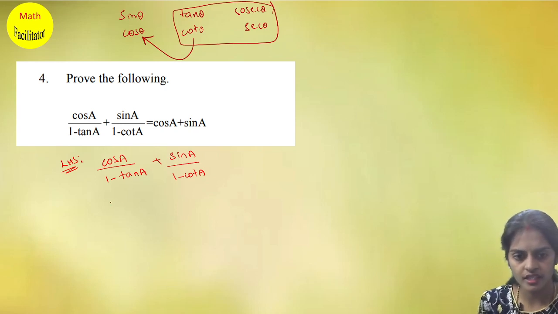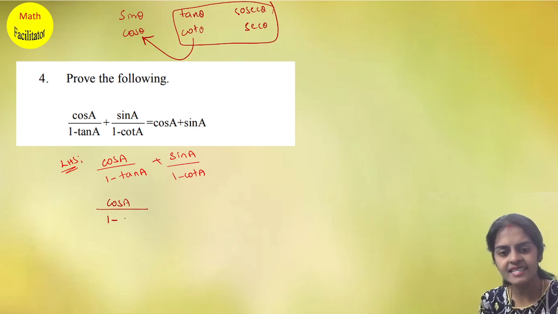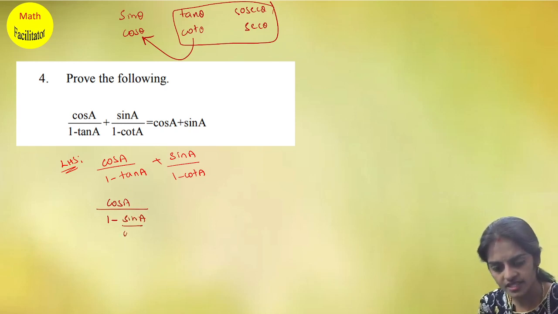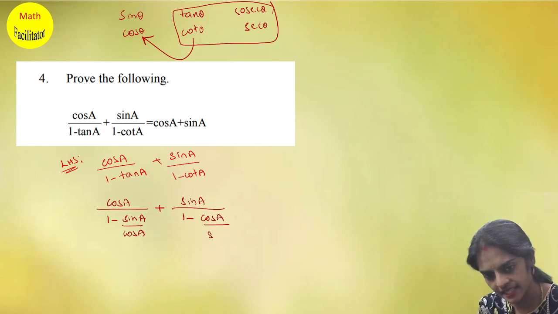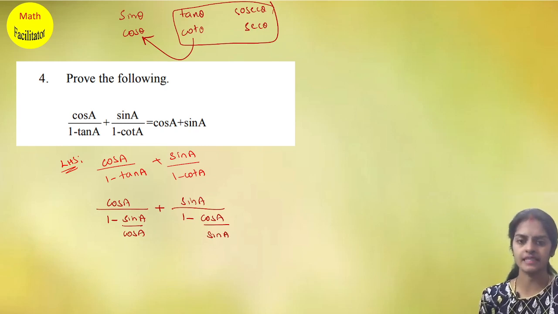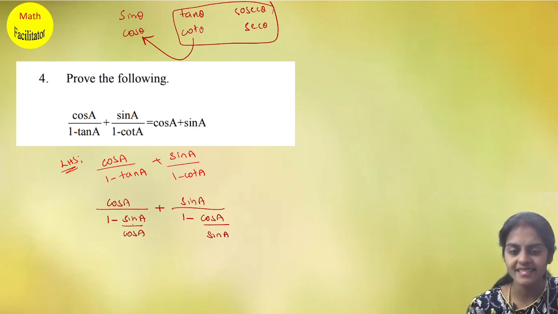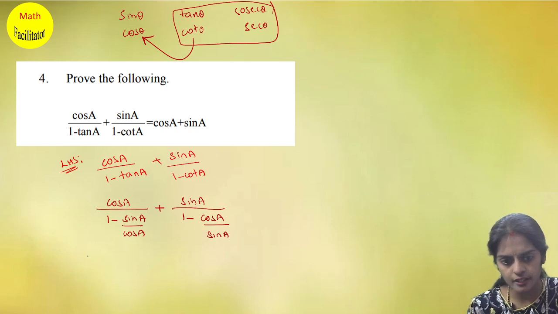Understood now? So here you see, I have cos A divided by 1 minus tan A, which is nothing but sin A by cos A. So I'm just converting in terms of sin A and cos A. So sin A you will write as it is, 1 minus cot A is nothing but cos A by sin A. Did you all understand till here? Just convert it. Once it is done, now see, you can take LCM. So once you convert, you will get the next step.